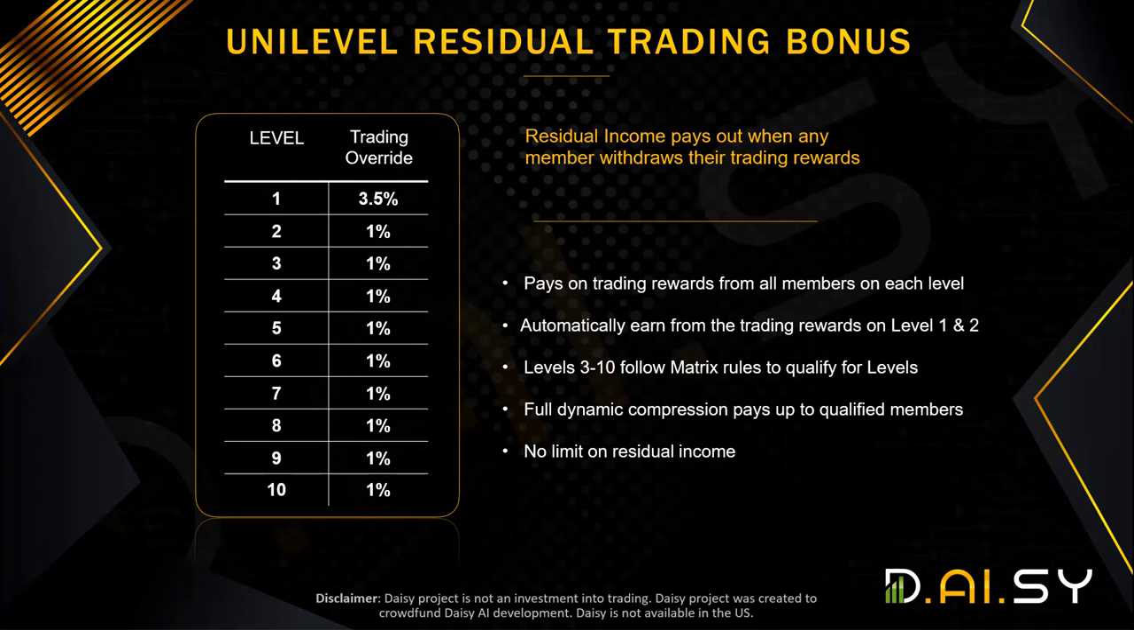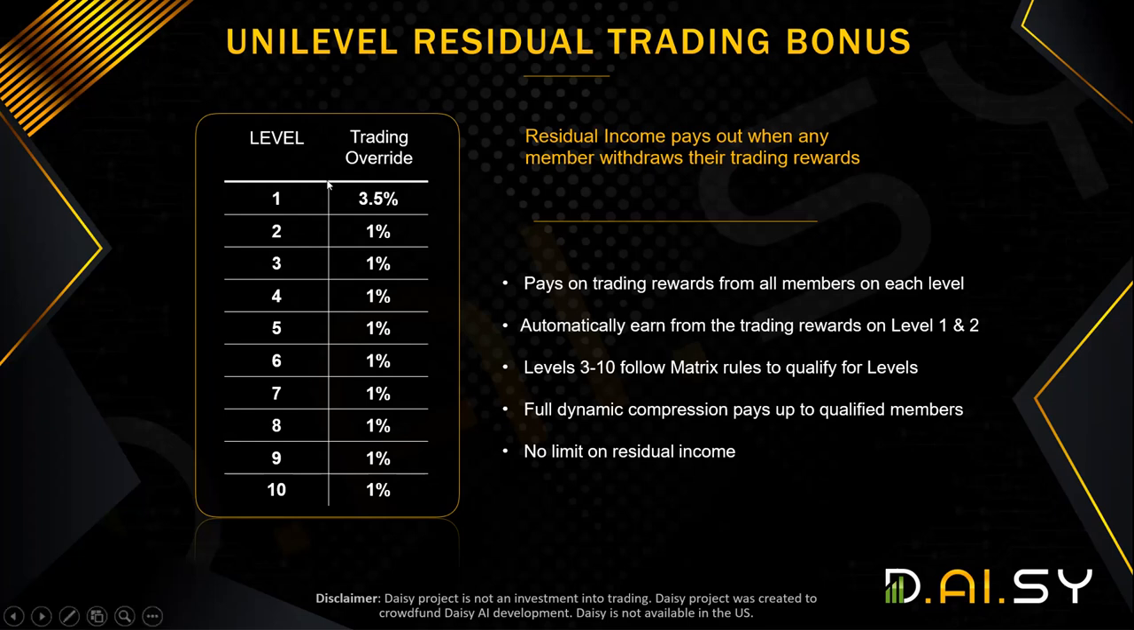So now let's look at the unilevel residual trading bonus. The unilevel is the part where you sponsor somebody, that person sponsors other people and so on. Let's say, for example, I sponsor 20 people personally, and those 20 people go out there and sponsor two people each. That's already 40 people. Those 40 people together sponsor 50 people. You see, it goes deep like that all the way to 10 generations deep. So basically, I'll be making money from the trading part of the money that is being traded by Endotech AI.